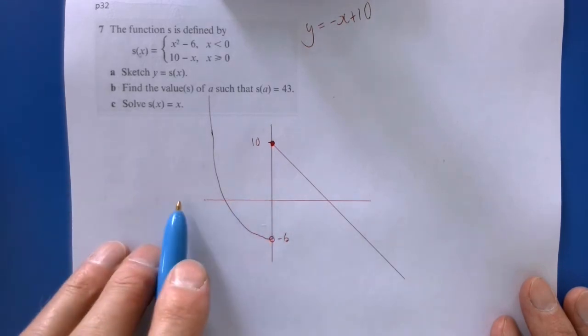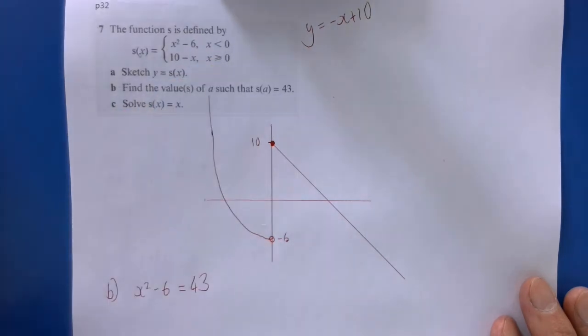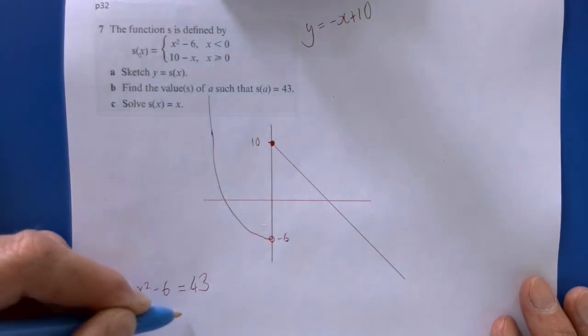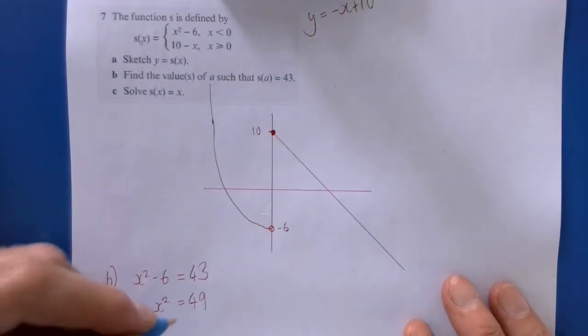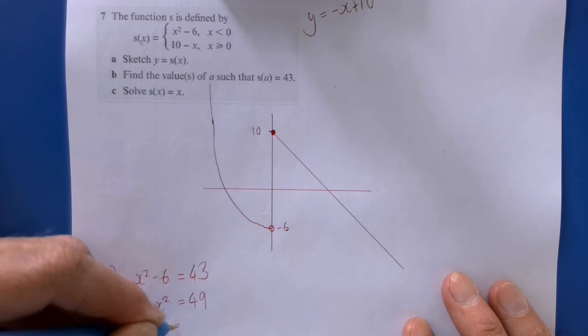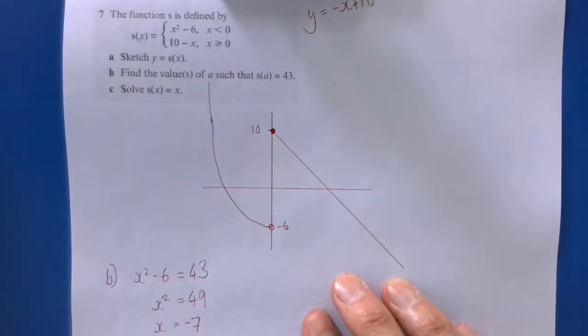And I know it's going to be a negative value, because x is always negative here. So I'm going to add 6. Square root of 49 is plus or minus 7, but I know it's going to be minus 7 in this case, because this function isn't defined for positive values of x.